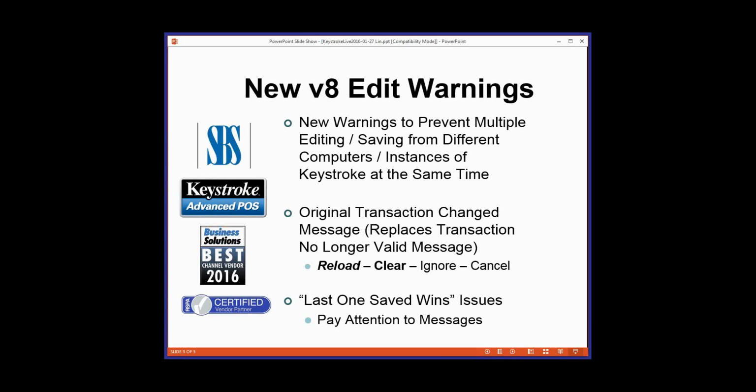And so in version 8, we've added a lot of warnings to try to prevent what I like to call last one saved wins syndrome. And there's all kinds of places in Keystroke. The message, we call it the original transaction changed message, kind of replaces the transaction no longer valid message. I'm going to show you how this works in a couple places. I can't possibly give you every instance of how it may happen. But in most cases, you're going to get 3 or 4 choices when you get that message.